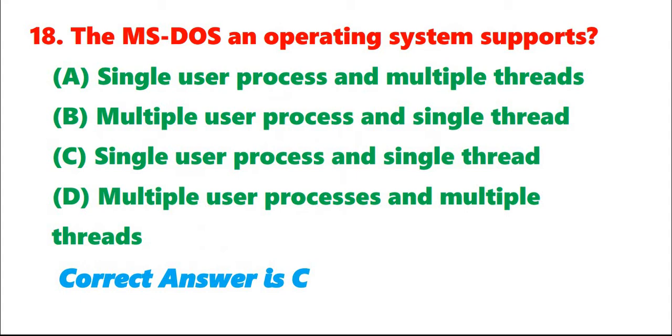18. The MS-DOS operating system supports: A. Single user process and multiple threads. B. Multiple user process and single thread. C. Single user process and single thread. D. Multiple user processes and multiple threads. Correct answer is C.